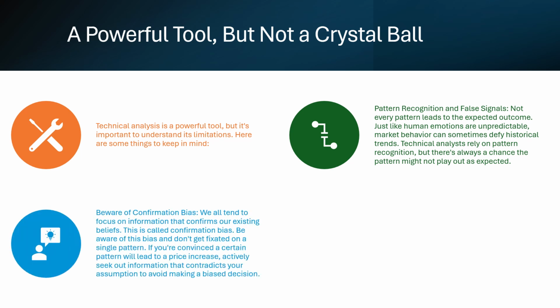Beware of confirmation bias. We all tend to focus on information that confirms our existing beliefs. This is called confirmation bias. Be aware of this bias and don't get fixated on a single pattern. If you are convinced a certain pattern will lead to a price increase, actively seek out information that contradicts your assumption to avoid making a biased decision.